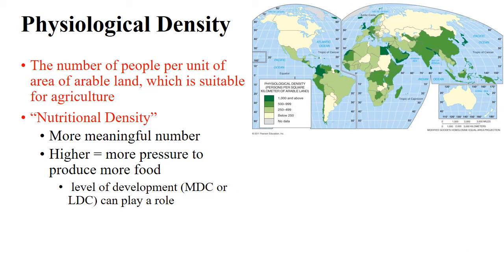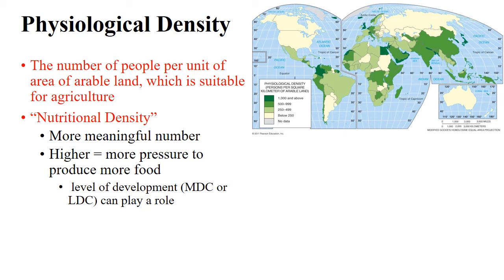It's not as useful as some of the other measures we're going to look at here, such as physiological density. Now, physiological density goes by another name as well. It is sometimes called nutritional density because it's based in part on the amount of farmland in a country. So physiological density is calculated in this way. You take the number of people in a country divided by the area of arable land, or the amount of farmland, right? Land which is suitable for agriculture. So I tell students this is people over farmland, all right? That's kind of the equation for physiological density. And because it's related to food, that makes sense why we call it nutritional density.